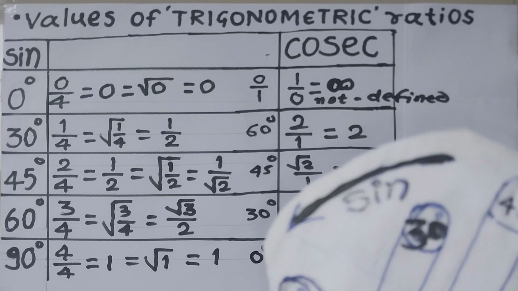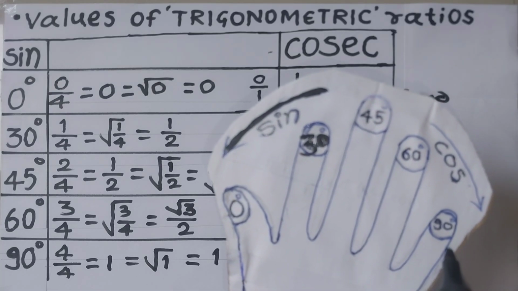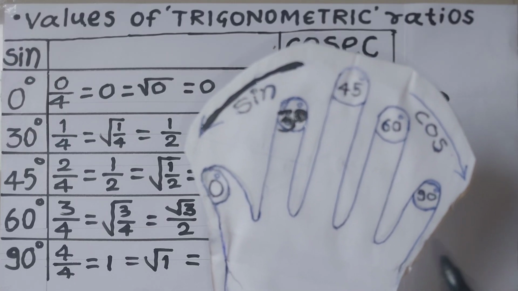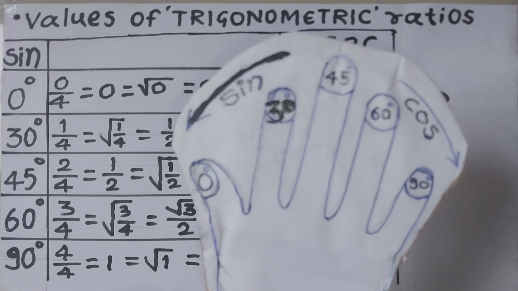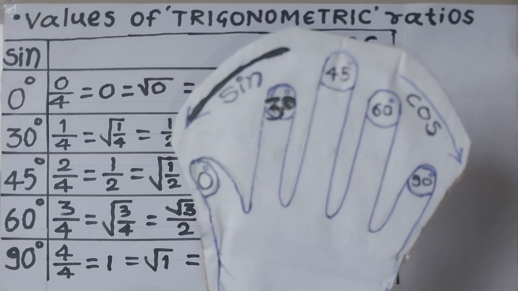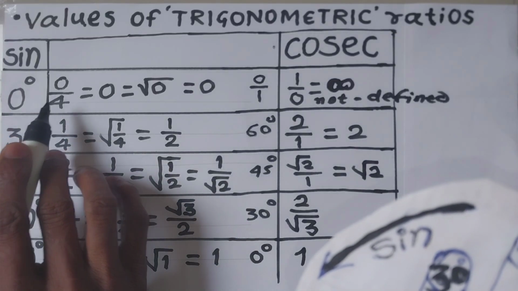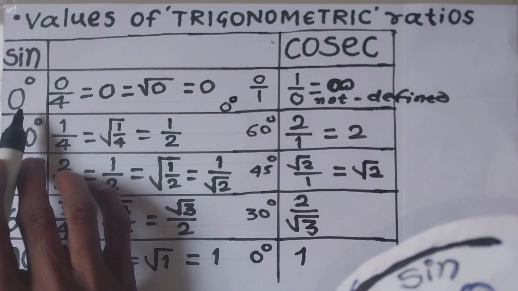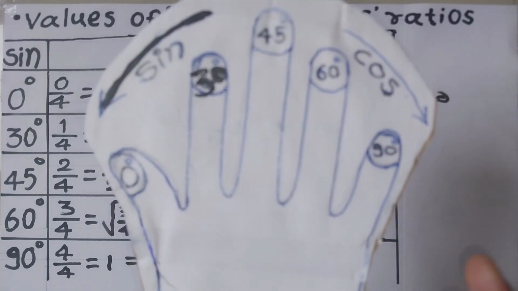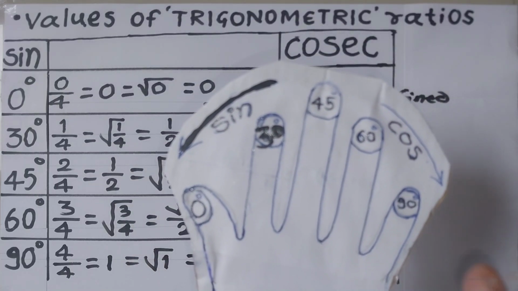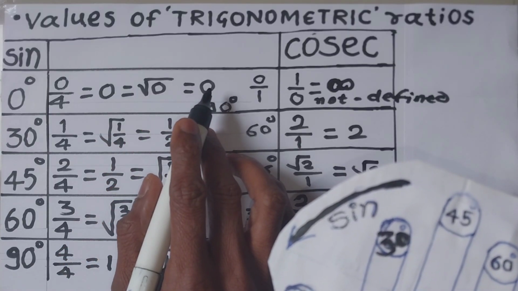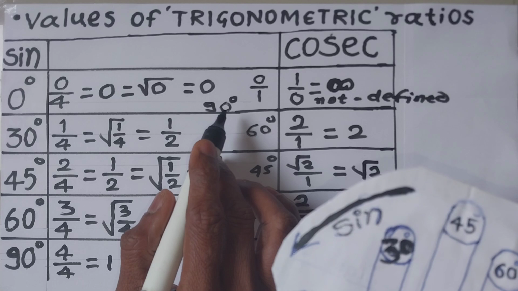Now we will find the value of cos 90 degree. When we go in the clockwise direction, after the little finger there is no finger, so we say 0 upon 4. 4 is always the denominator. Here for cos 90 degree there is no finger after the little finger, so 0 upon 4 is equal to 0, root 0 is equal to 0. This is the value of cos 90.